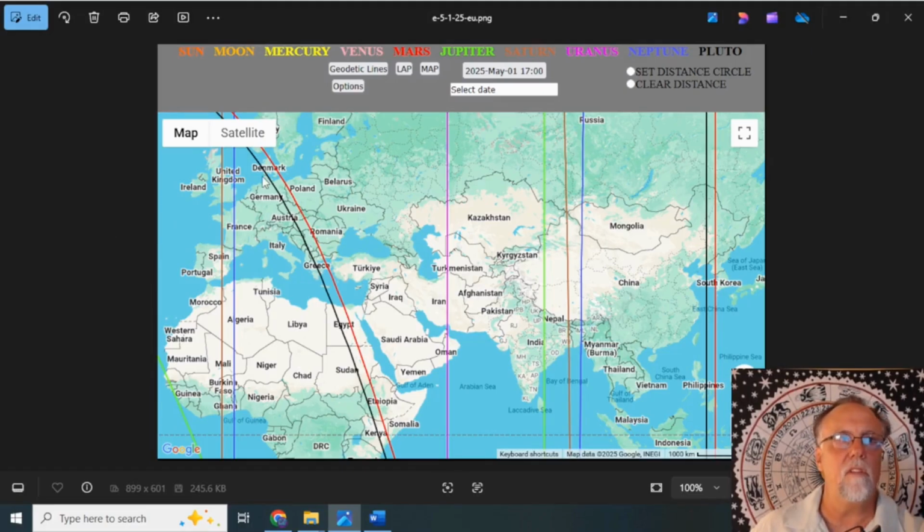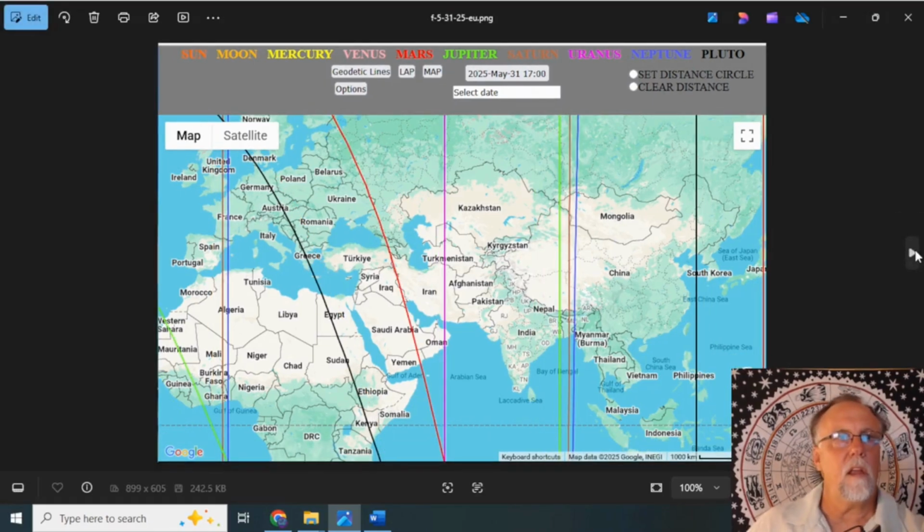If you're in any of these areas, like Spain, France, UK, you got the Saturn coming over. When you understand this, you can utilize this energy in your day-to-day life. And then again, here's the same map at the end of the month. You'll notice that the slower moving planets really didn't move much, but that Mars moved quite a bit.